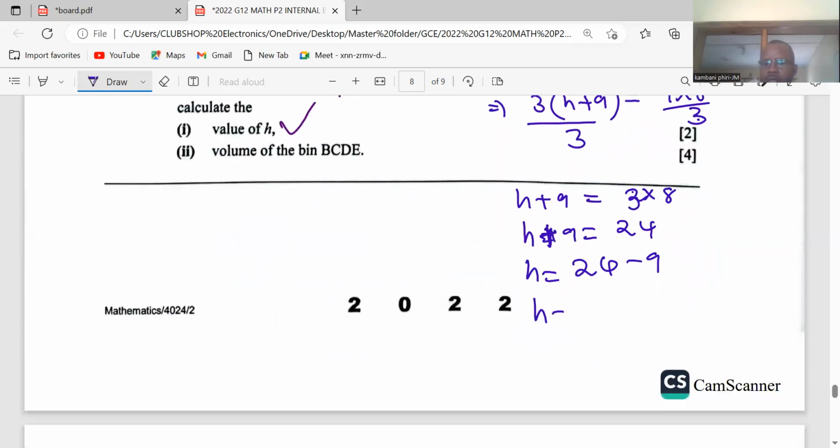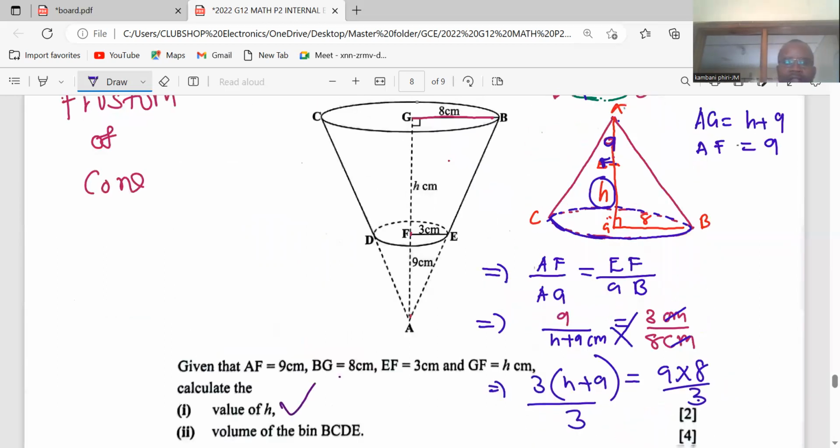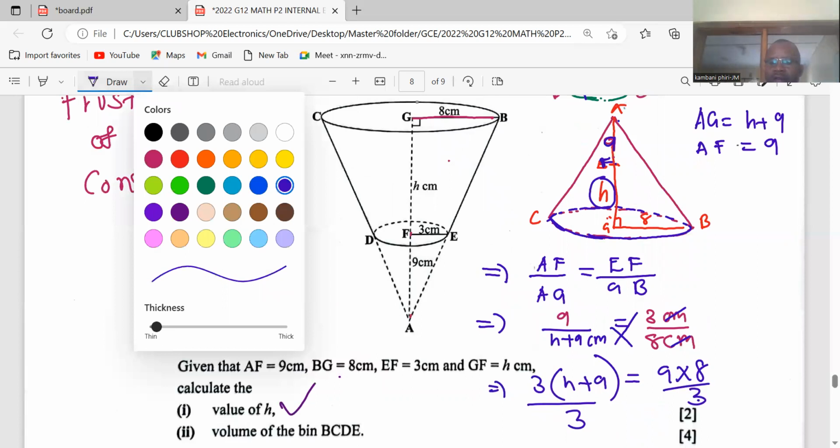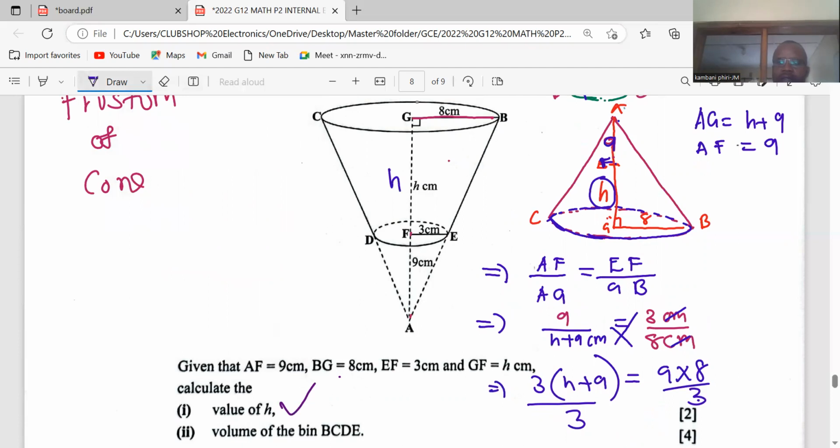So H is equal to 15. So the height there is 15 centimeters. So the height of the frustum is 15 centimeters. Okay, the height here is 15 centimeters, and we are good to go.